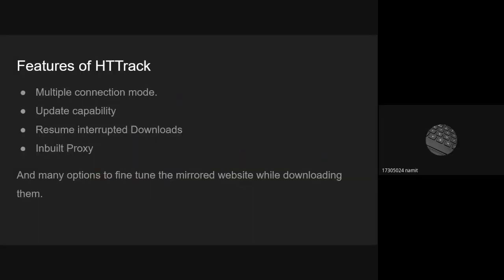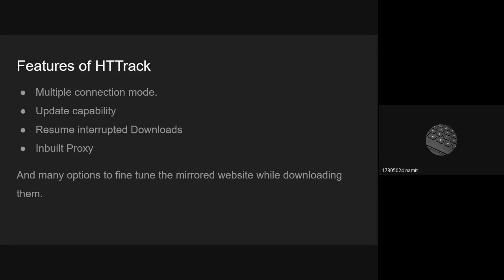Now let's talk about features of HTTrack. First, multiple connection mode. It means it can create multiple connections while downloading a website. Doing so, the site can be downloaded faster. Second, update capability. Update capability means we can update the mirror site if the online site gets updated. Third, resume interrupted downloads. While downloading, if the connection gets lost, breaks, crashes, etc., the download gets interrupted. But using this feature, HTTrack can resume the download again.